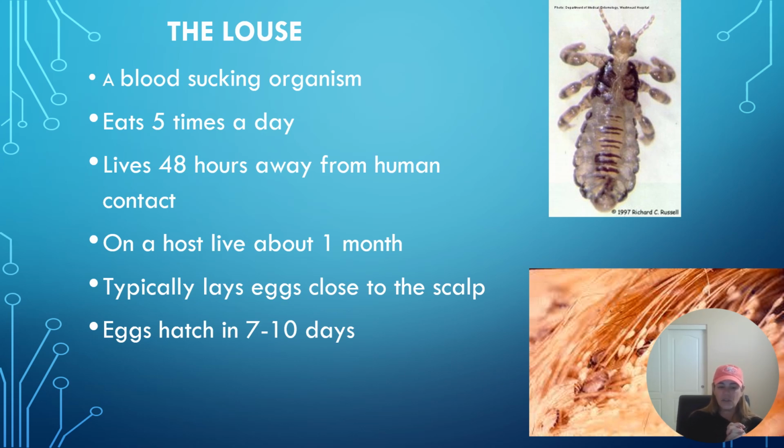They can live on a host for about a month. They will lay their eggs close to the scalp on the shafts of the hair, and the eggs will hatch in 7 to 10 days, which again is something you should be aware of when you're educating the parents and family members about preventing or how to treat the lice. We usually tell them to do a Nix treatment right after they find out that they have a lice infection, and then 7 to 10 days after that to kill any other lice that have hatched during that time, because the Nix doesn't always kill all the eggs. That's why you have to do a retreatment after 7 to 10 days.